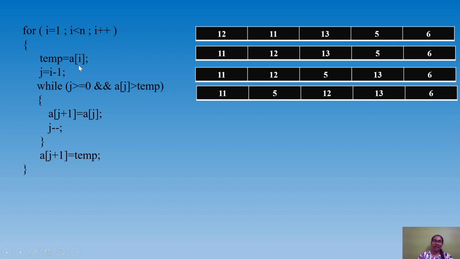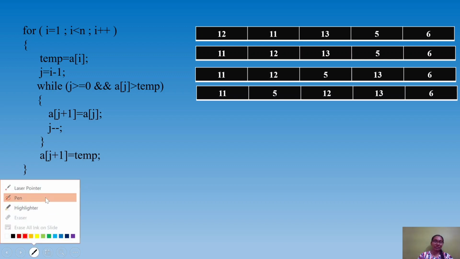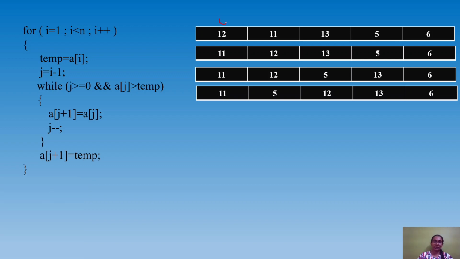Temp value will be a of i. The i value is 1. A of 1 is 11. This is the 0th element, this is 1, 2, 3 and so on. So a of 1 is 11. Now temp will be 11.